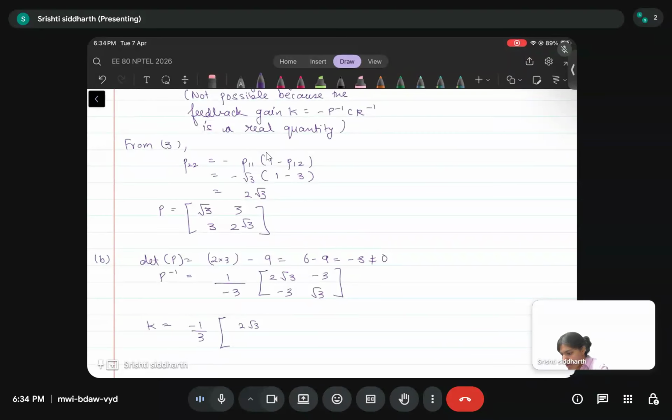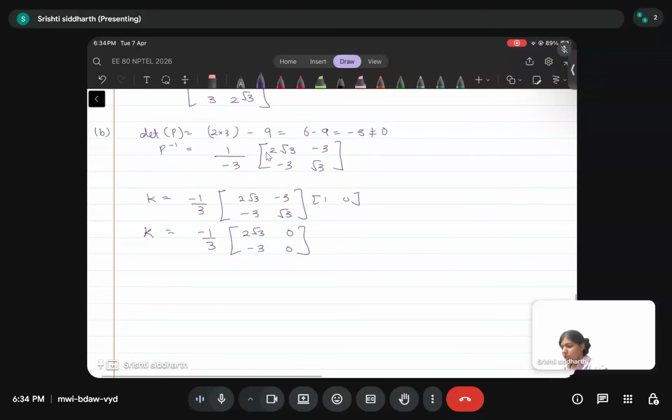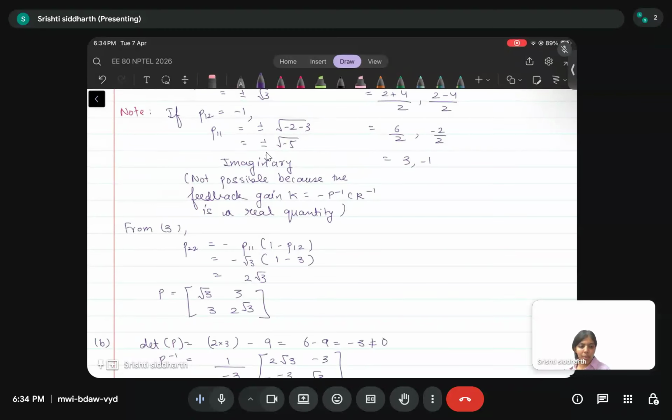We have P inverse and then C. C was, I think, the first state, right? 1, 0. This is 2 under root 3, 0 minus 6. So this is the optimal feedback gain. Alright, so I hope that this was clear to you. So just remember that P is a symmetric matrix, and then we can find the solution of the algebraic Riccati equation.